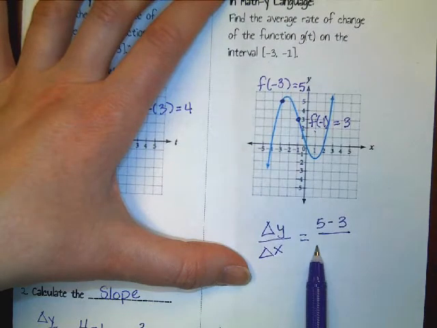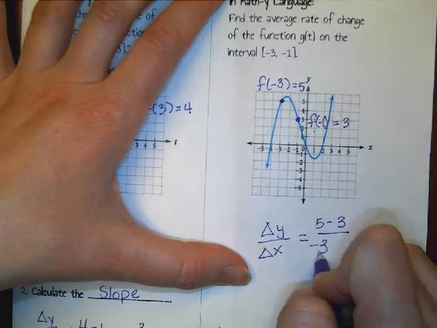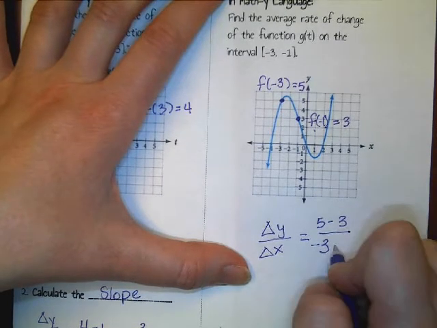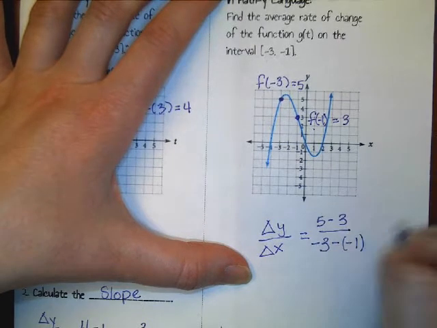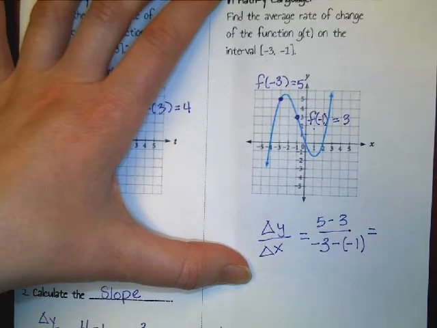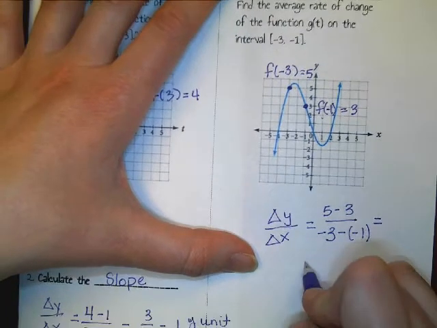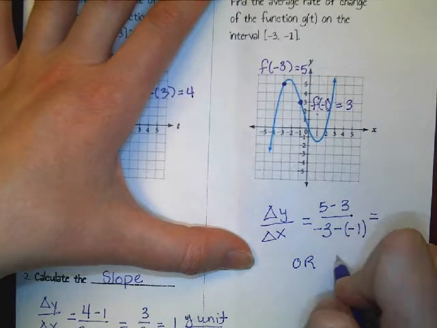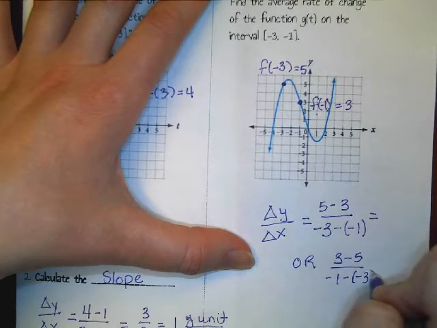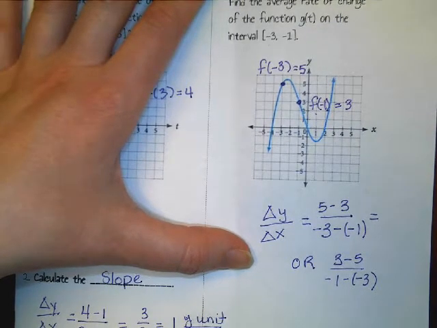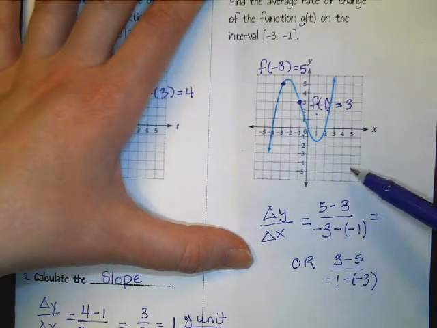If the 5 is first, then what x value has to come first? Negative 3, the corresponding x value. And then minus a minus 1. Excellent. So either 5 minus 3 over negative 3 minus negative 1, or 3 minus 5 over negative 1 minus a negative 3. Either way, you'll get the same answer. You just have to be consistent. Does that make sense? Yes.